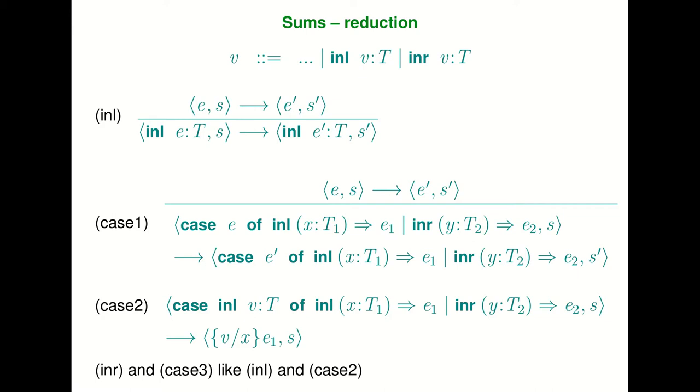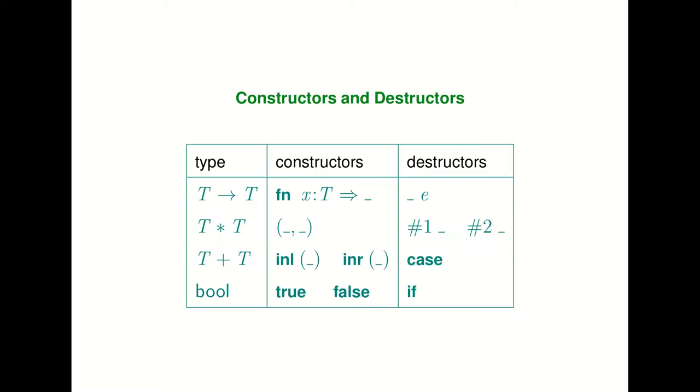And if it's an in left of V, then we're going to take the left branch. The way that we take the left branch is by substituting V for X, and then evaluating E1. So this whole expression will evaluate to E1 with V substituted for X. And we just throw away the branch that was not taken. And similarly, if this were an in right, then we would substitute V for Y and evaluate E2.